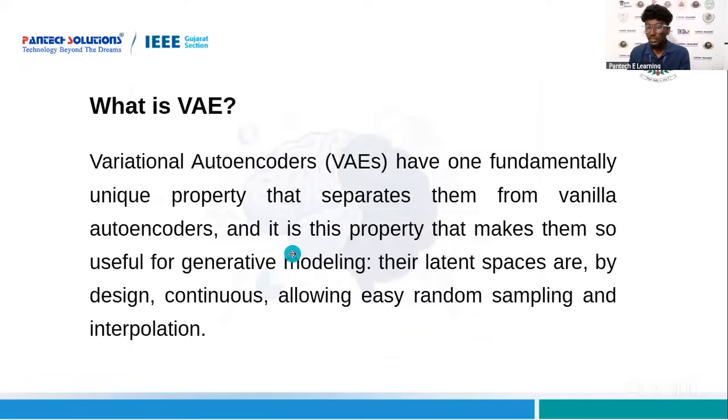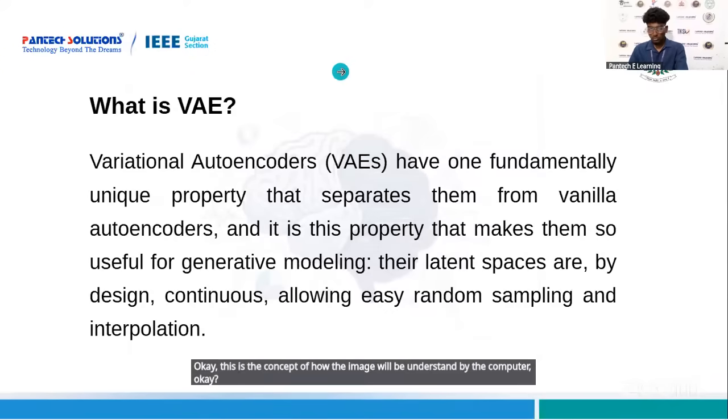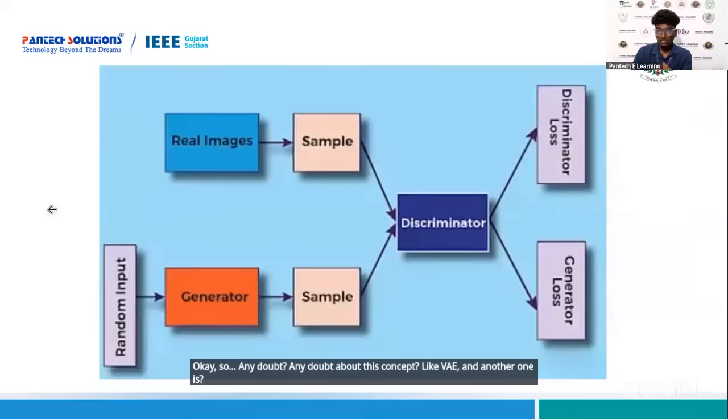Okay, this is the concept of how the image will be understood by the computer. Any doubts about these concepts, like VAE and the other one, GAN?